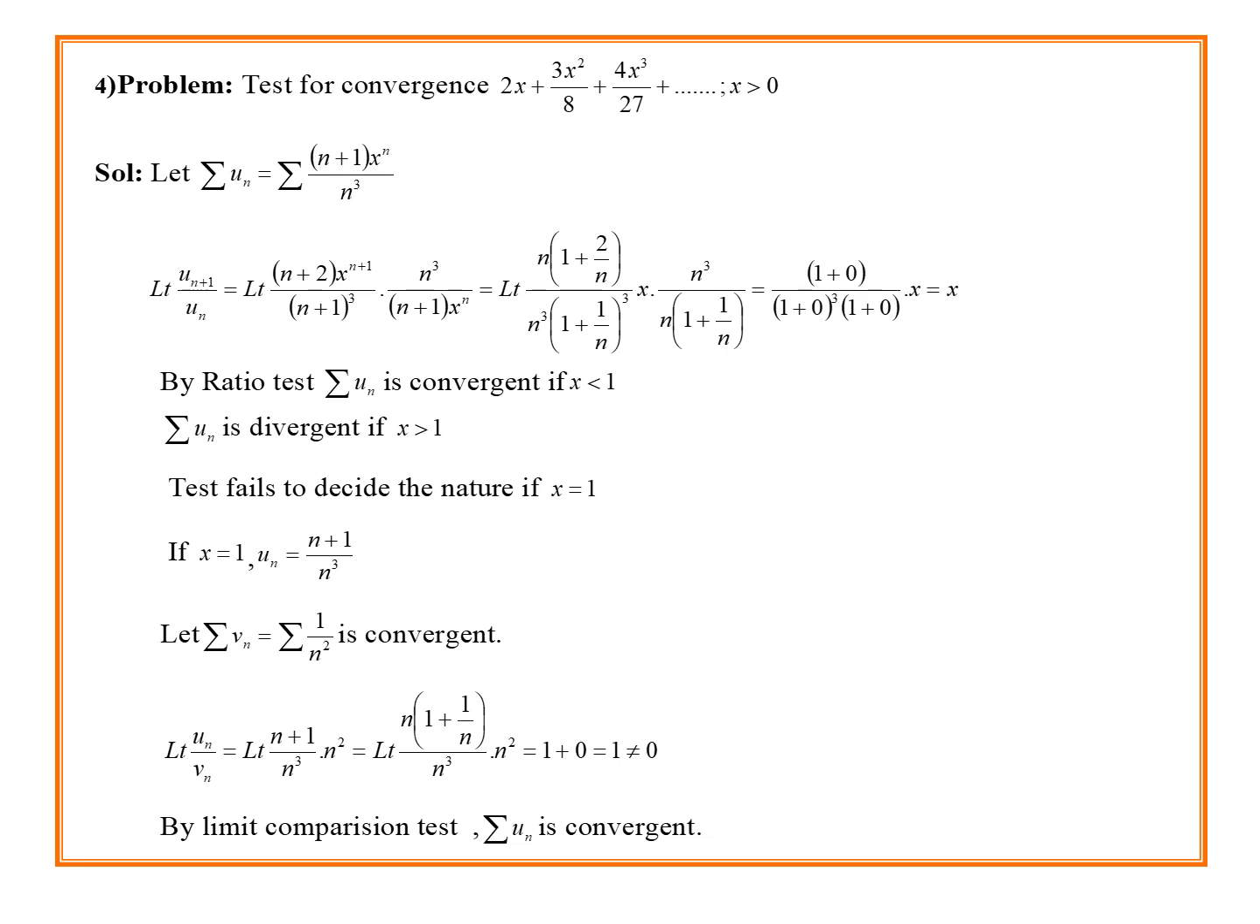So let sigma vn, from un we can take vn, is equal to sigma 1 by n square. So by the p series test, it is convergent. So limit un by vn is equal to limit of un, which is (n plus 1) by n cube, and vn equal to n square. So n square gets cancelled. In the numerator, n taking common, n into (1 plus 1 by n), by n cube into n square. N cube cancels, and finally we can simplify. So limit of un by vn is equal to 1. That is L not equal to 0. So by the limit comparison test, sigma un is convergent.